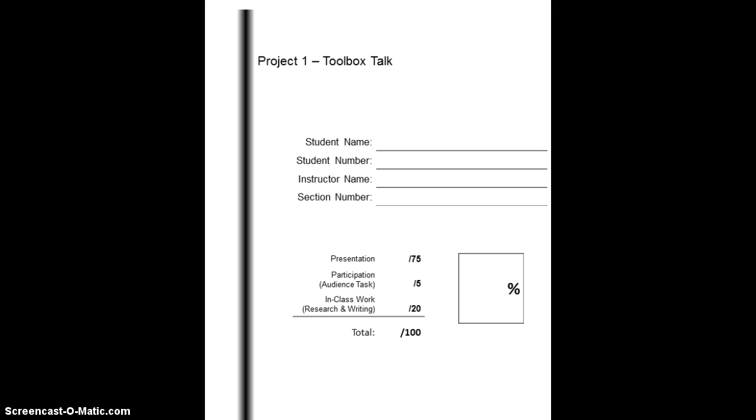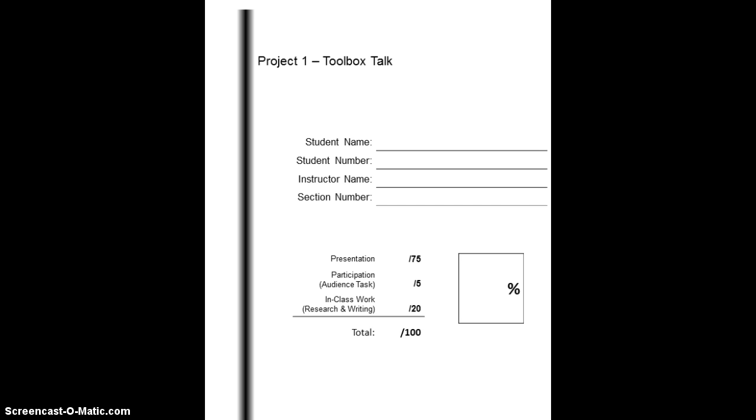5% of your mark will come from your participation as an audience member for your classmates as they give their presentations, which does not mean talking while other people are presenting. No, you'll have to take notes on what each presenter says and prepare a question to ask that presenter. I'll show you the audience worksheet in a moment. And the work that you're going to do to research your topic and prepare your PowerPoint slides has a value of 20%, making for the total of 100% for this project.